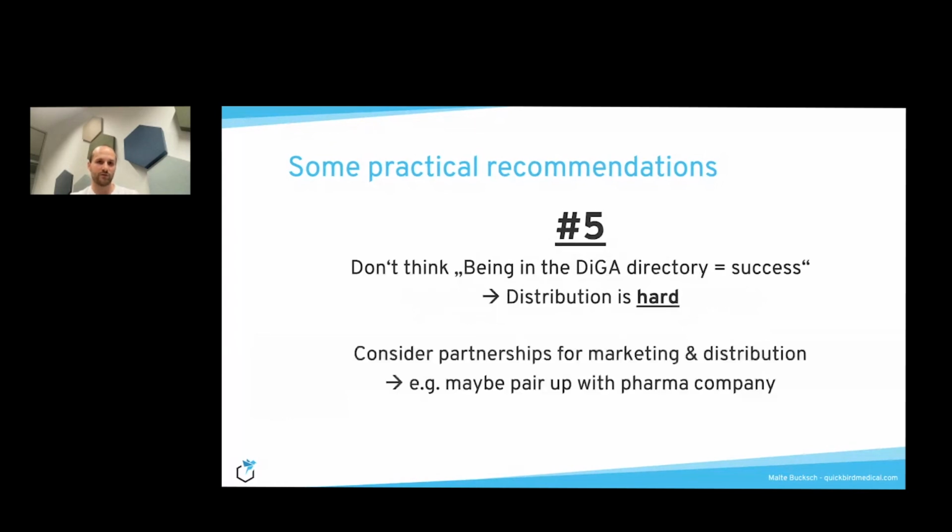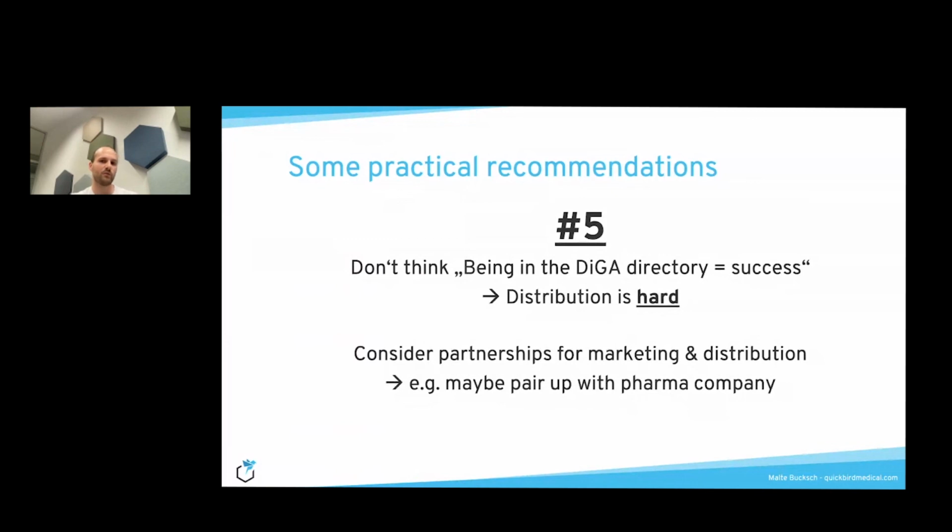And my fifth advice is don't think being in a DiGA-directory is success. The distribution is actually maybe hard to say if it's harder or if it's the same hard as building the DiGA. But if you're inside, you need to make doctors prescribe your DiGA or make patients aware of your DiGA so that they can reach out, that they can kind of prescribe it to themselves. And if they have a diagnosis, of course. And this is something that's hard.